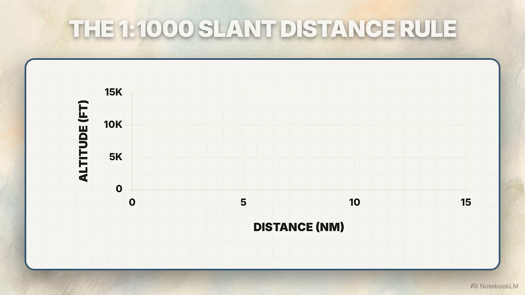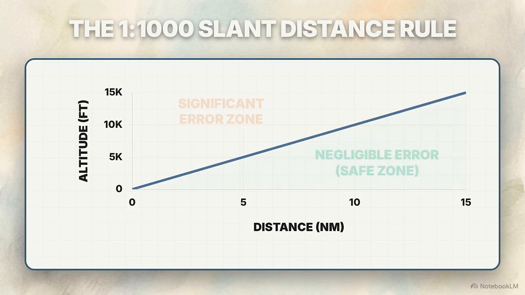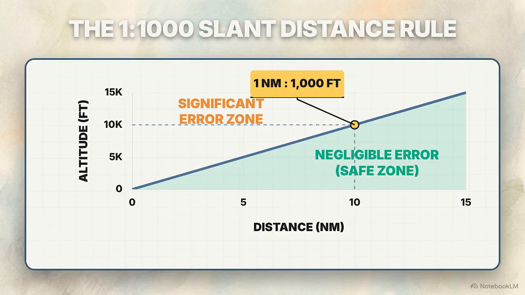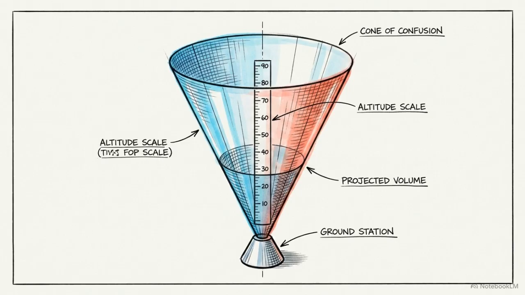This graph plots altitude against distance to demonstrate the 1 to 1,000 rule. The slant distance roughly matches horizontal distance only if the aircraft is at least 1 nautical mile away from the station for every 1,000 feet of altitude. Inside this high-altitude cone of confusion, the pilot must mentally discard the DME readout as a horizontal metric, recognizing it strictly as an altitude proxy.